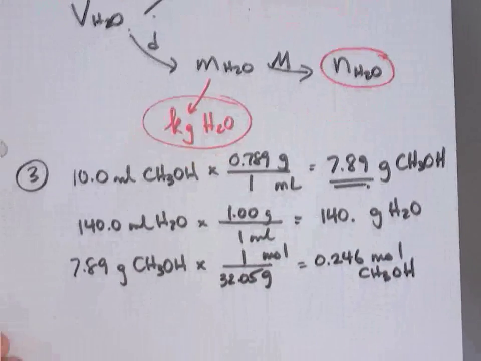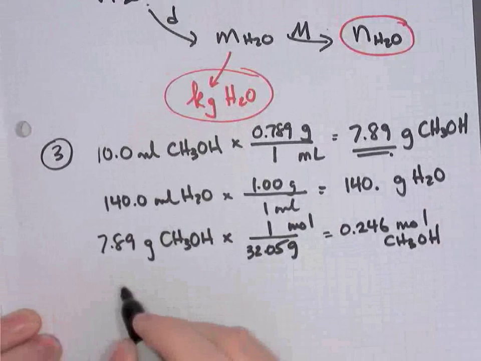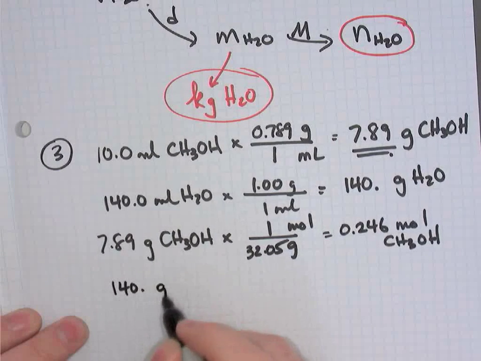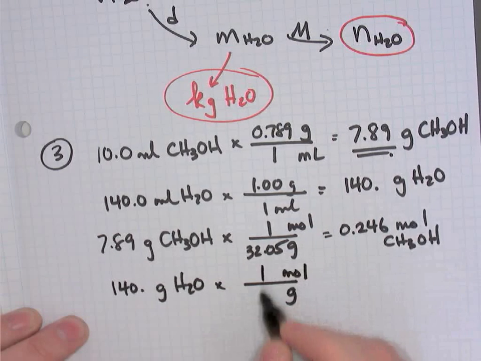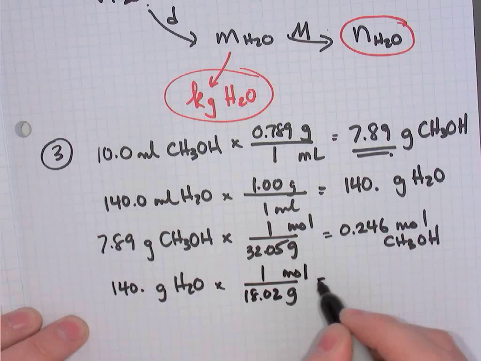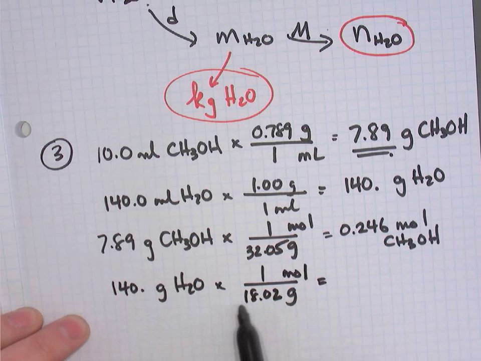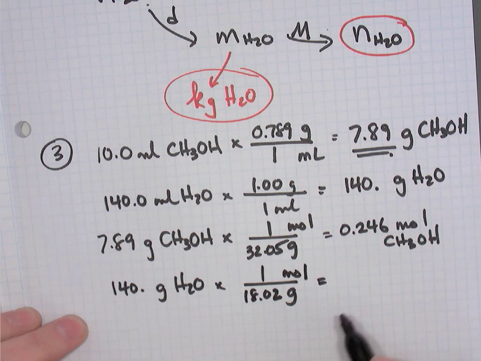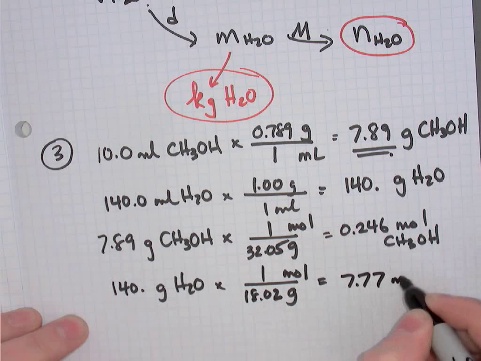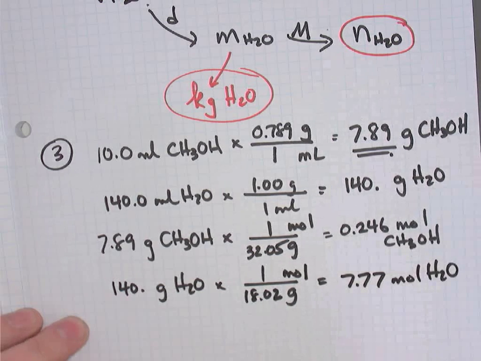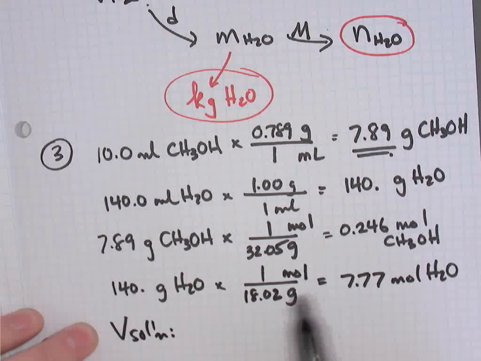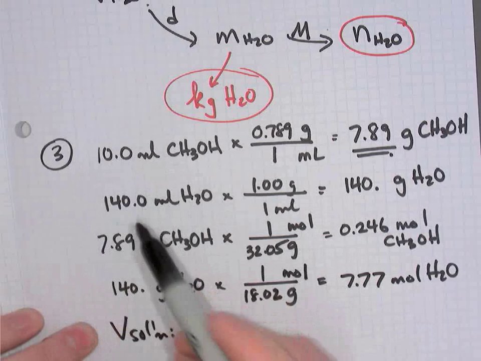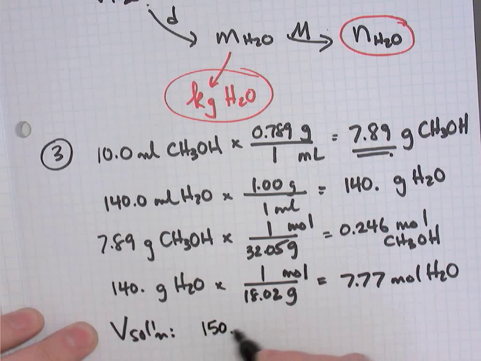We also wanted the moles of the water, so we'll take the 140 grams of water, get rid of grams, switch to moles. 1 mole of water is 18.02 grams, and again 3 significant digits will be in this answer. So we get 7.77 moles of water. We're going to want the volume of the solution in liters. I'm just going to do some mental math. It's 150 milliliters.